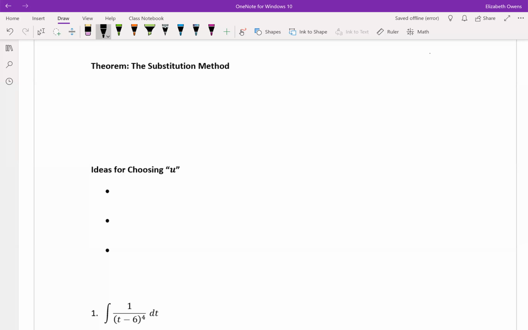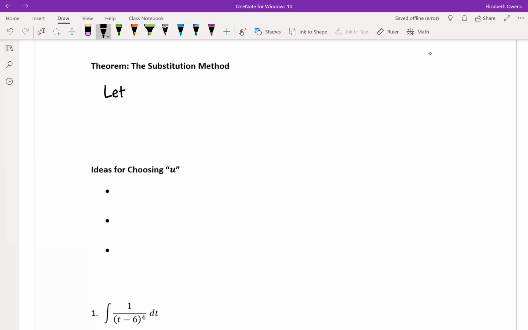So we had just seen our first example of doing an indefinite integral with the substitution method. We kind of just felt our way through that first example, but now here's the actual theorem for the substitution method that says, okay, we can actually do this.